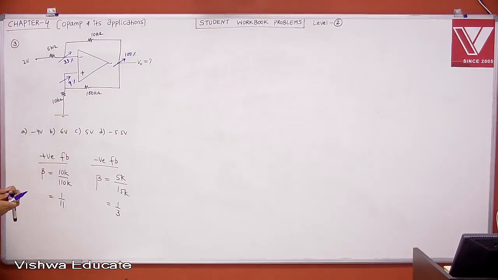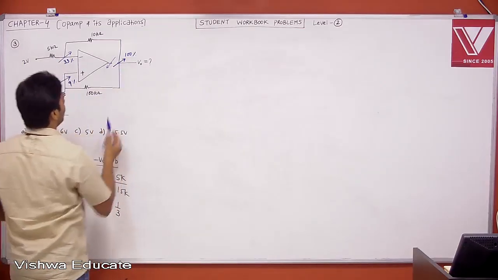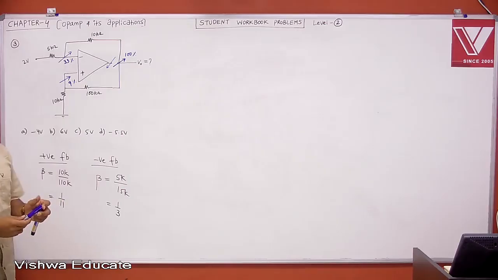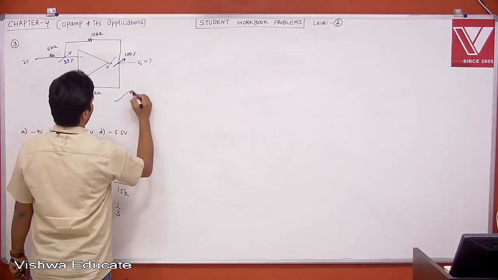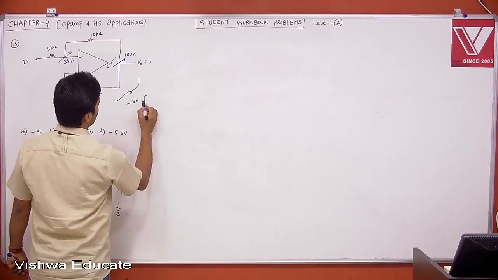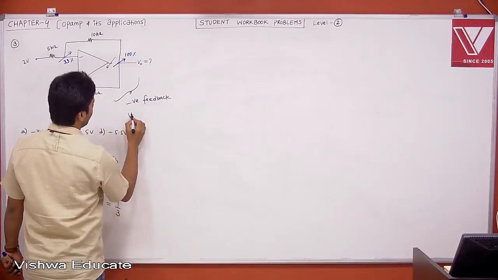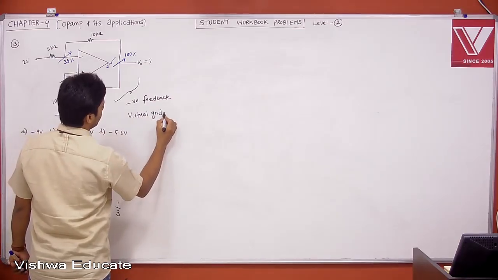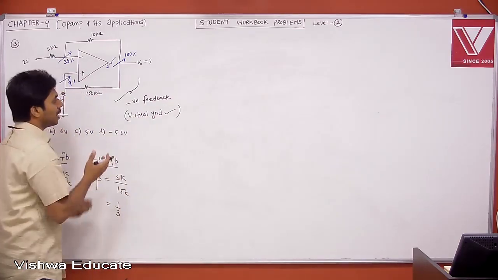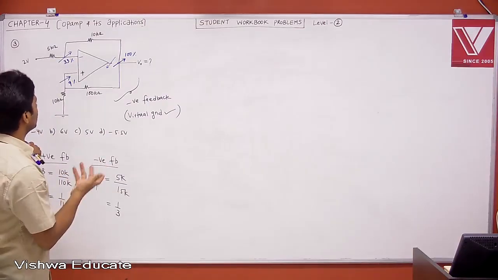Therefore, which is dominating? Your minus is dominating. Then your output will decrease. Therefore, negative feedback or positive feedback? Negative feedback. Overall, this is a negative feedback. If this is a negative feedback, virtual ground concept is valid. Okay. Then apply nodal analysis. The moment you know that virtual ground concept is valid, apply nodal analysis, you'll get it.